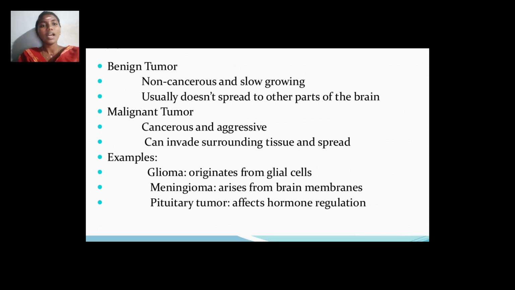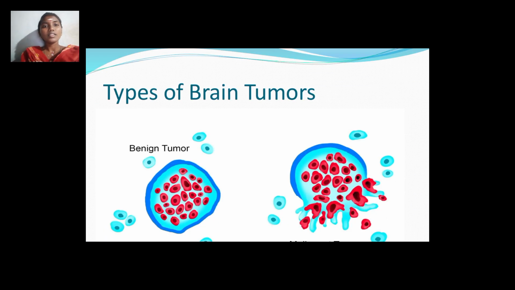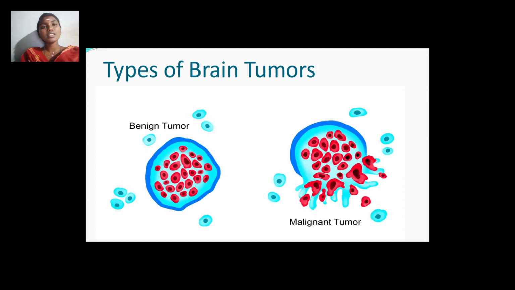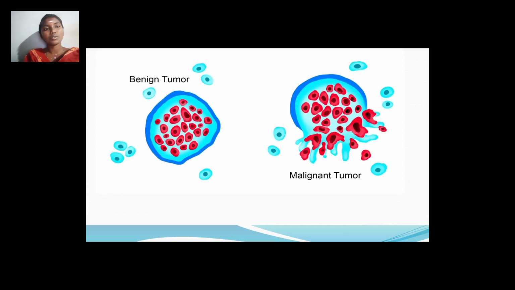For example, glioma originates from glial cells. And meningioma arises from the brain membrane. And the pituitary tumor affects hormone regulation. The images show the cancerous and non-cancerous tumors. This means a benign tumor stays in a particular location, but a malignant tumor spreads into the nearby tissues.